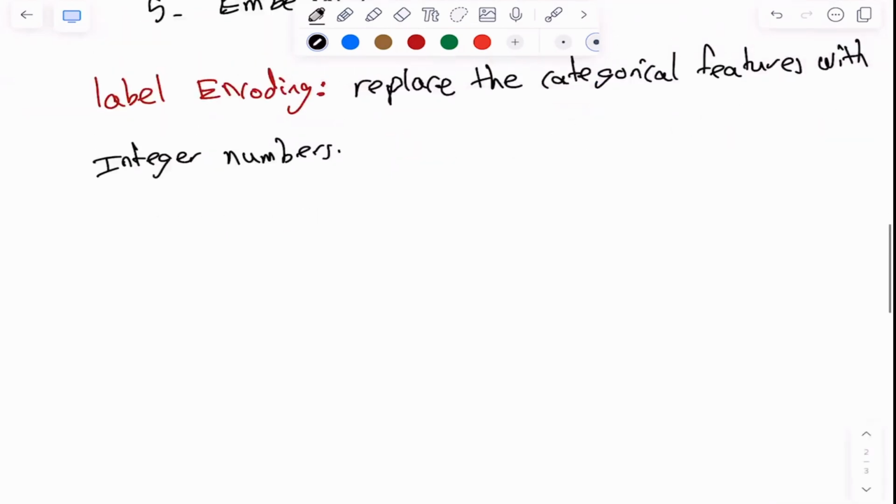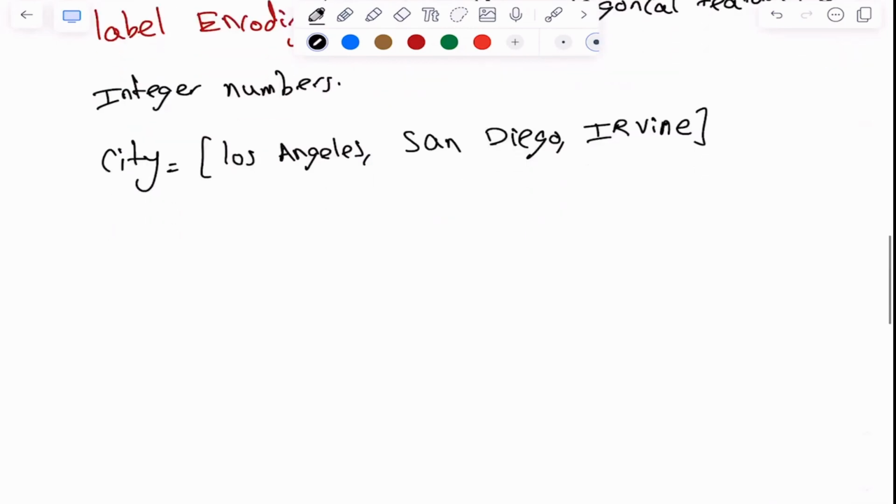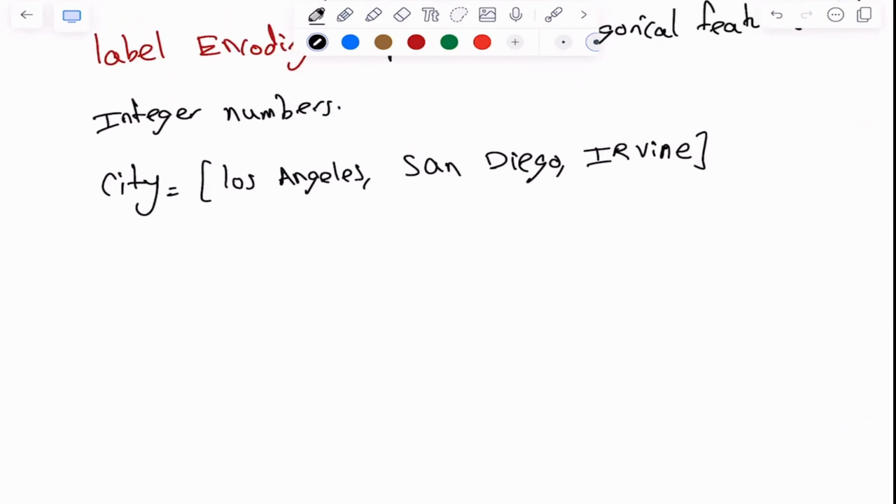Example. Let's say city. I have Los Angeles, San Diego, and Irvine. In label encoding, that's what's going to happen: you assign Los Angeles to be 0, San Diego to be 1, Irvine to be 2. You assign an integer to them. Similarly for male and female, 0, 1.